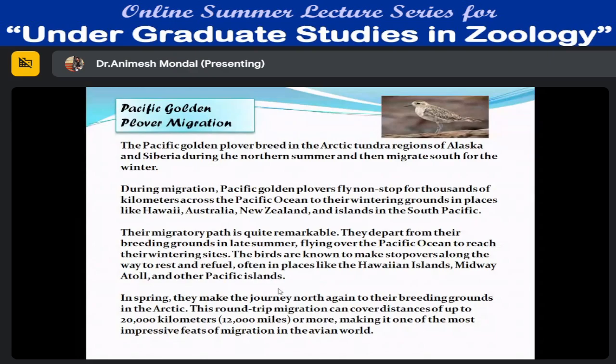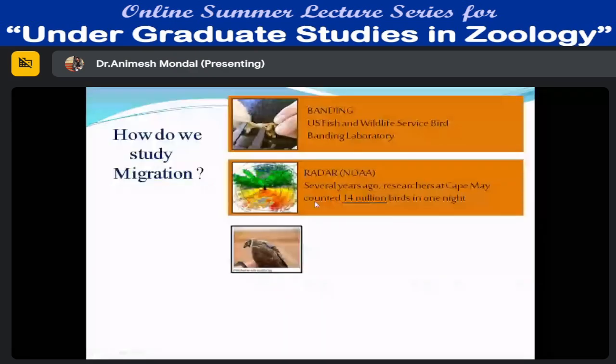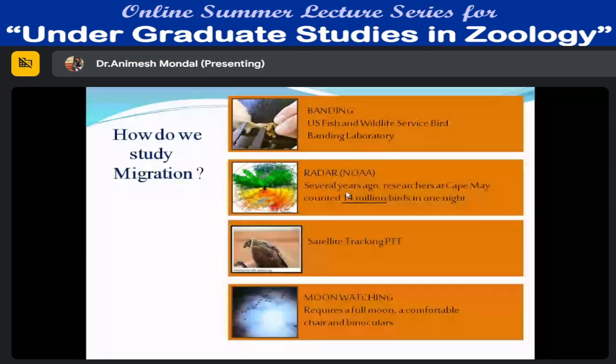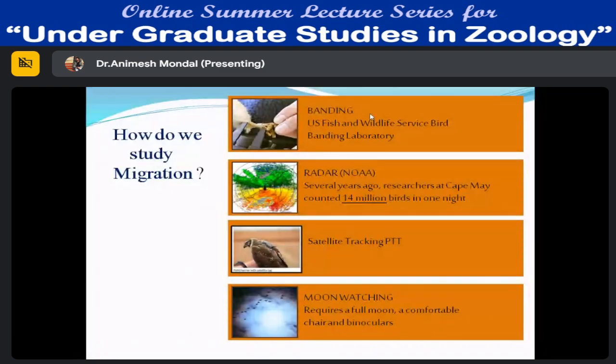So how do you study bird migration? Bird migration can be studied through banding, through radar, through satellite tracking, and through moon watching. Banding means you are tagging the bird, generally on the leg. A certain tag is fitted, and whenever another individual or another ornithologist observes that tag, they report from where the bird is coming.